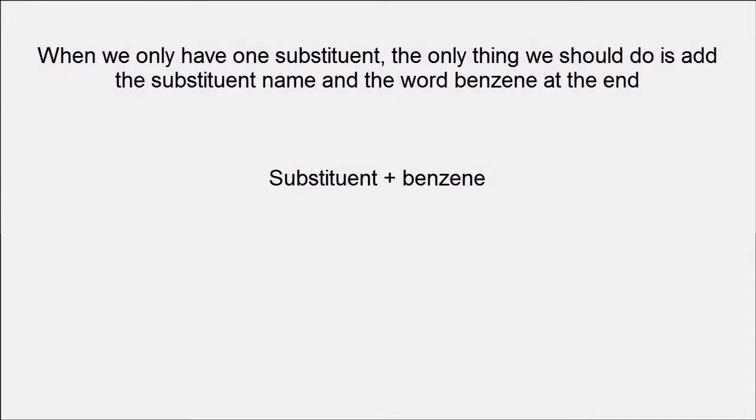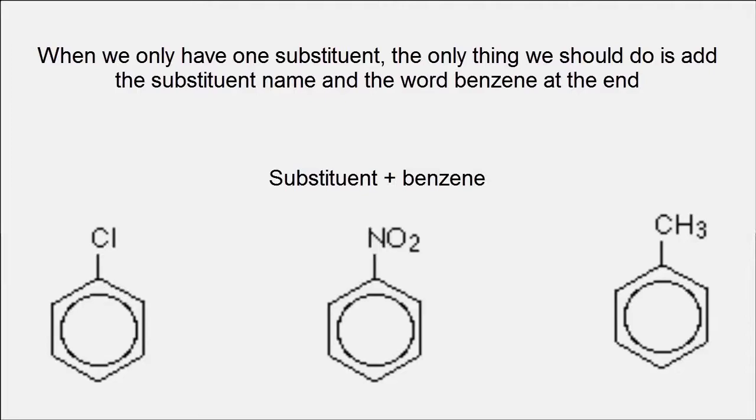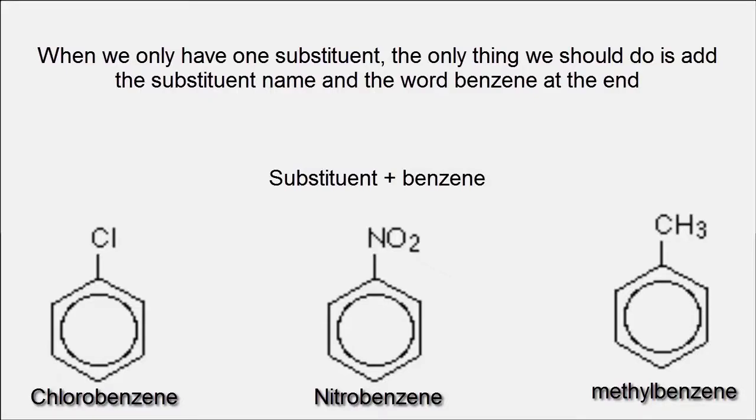When we only have one substituent, the only thing we should do is add the substituent name and the word benzene. Substituent plus benzene. Examples of these are chlorobenzene, nitrobenzene, and methylbenzene.